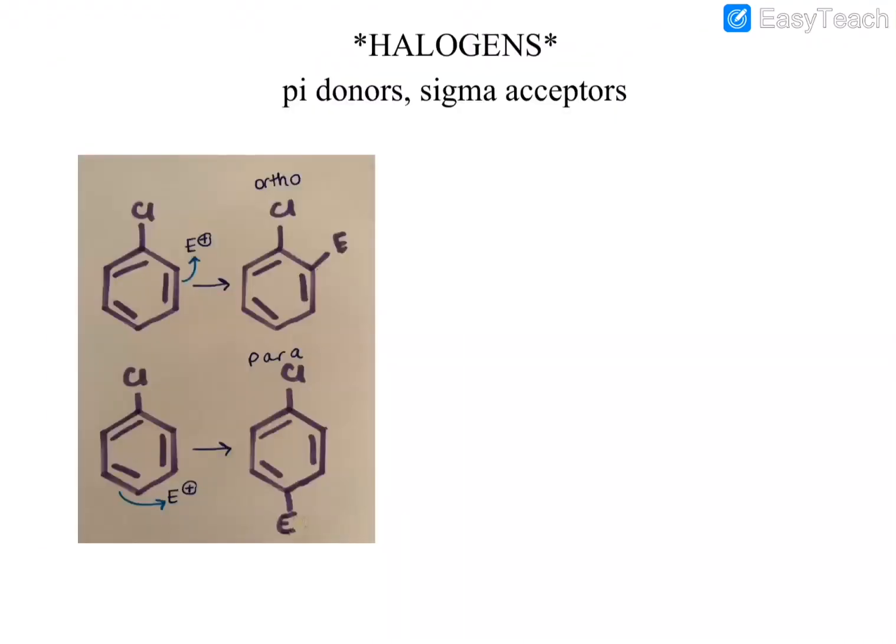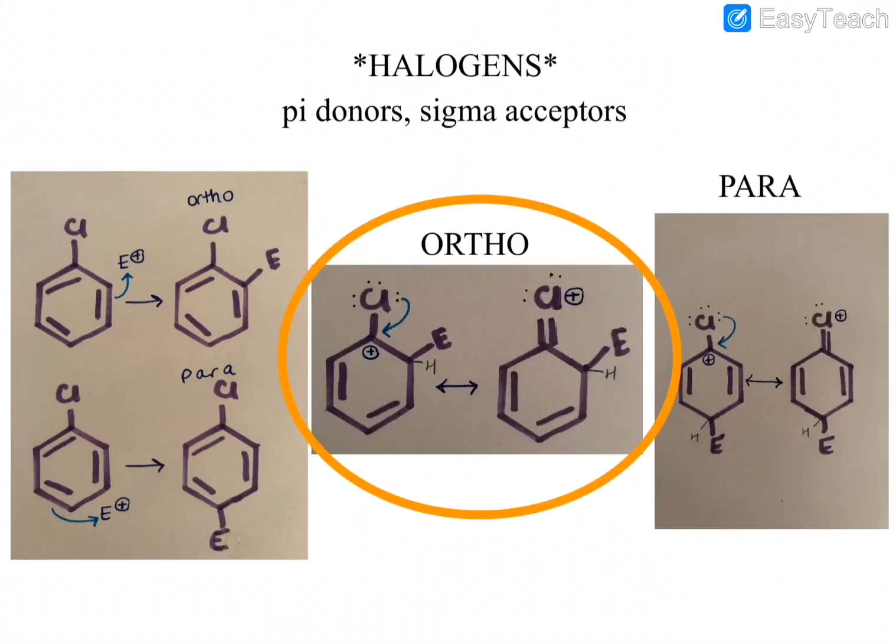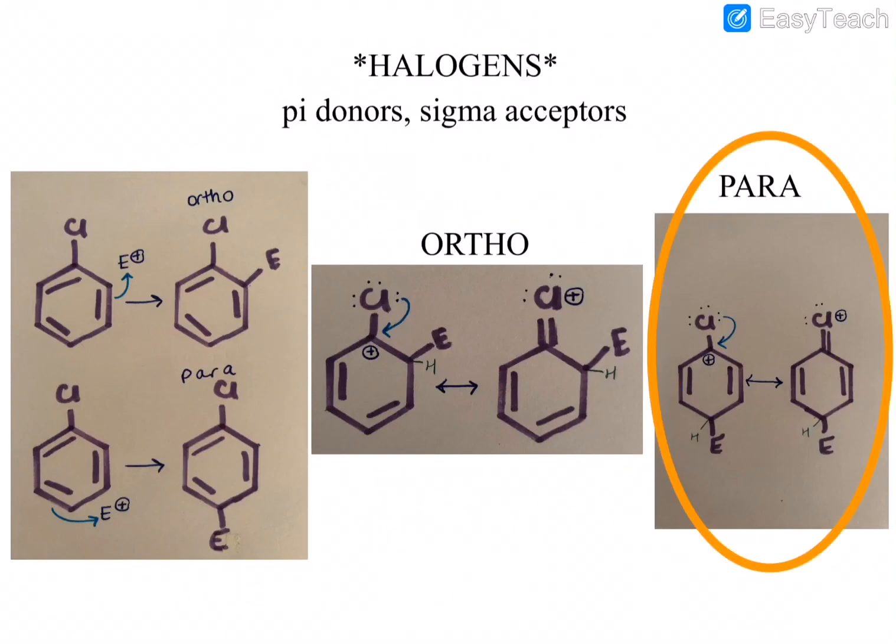So like we said before, halogens are always a special case because they're pi donors and they're also sigma acceptors. They're ortho and para activating just like the activators are. If you look at the resonance forms of the ortho product, you can see that the most significant resonance form has a carbocation on the Cl rather than in the benzene ring. It's on the chlorine atom. Similarly, in the para product, the lone pair of the chlorine atom can also stabilize the carbocation in the benzene ring and leave each carbon atom with a full octet.